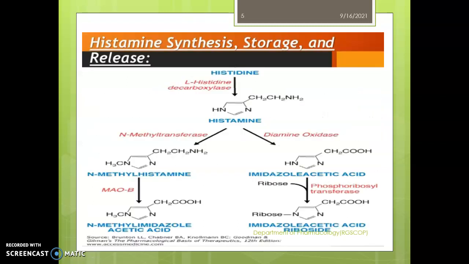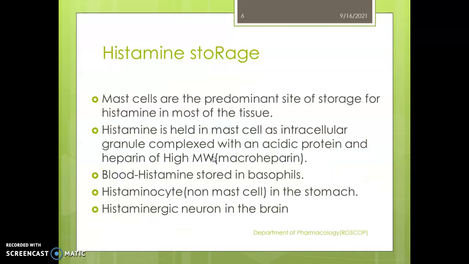Here I will just show you this diagram, or this flow chart, which will give the idea. N-methyl histamine to N-methyl imidazole acetic acid, imidazole acetic acid to imidazole acetic acid riboside. So these are the two enzymes that are involved.